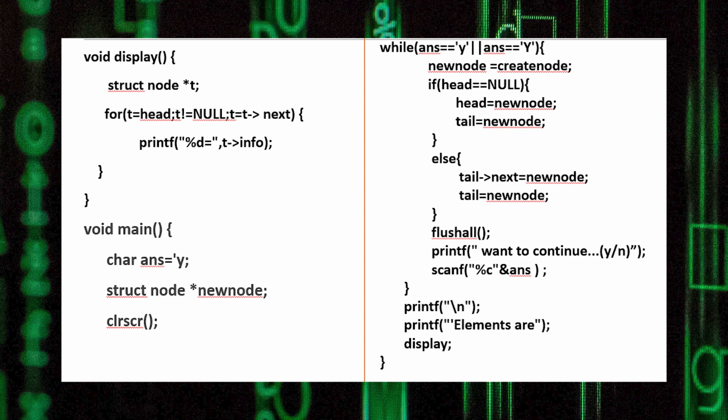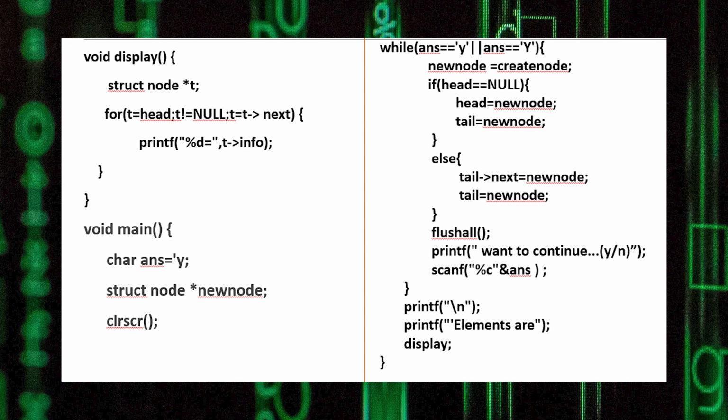I am just calling this function, and this create node will be pointed to by new node, so the result will be assigned to the new node variable. And now I am checking if head equals null, meaning head has a null value. Now this might be updated, so head equals new node, and after this tail equals new node. This is how the first node will be created.